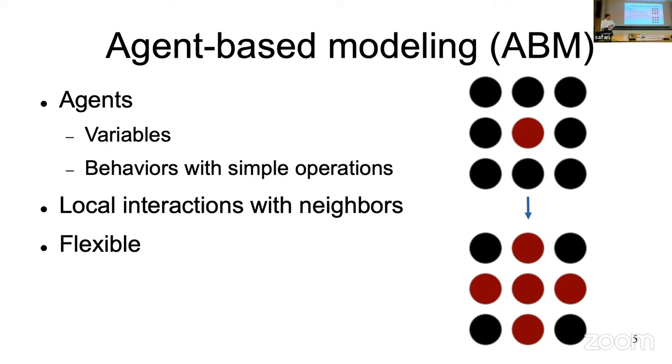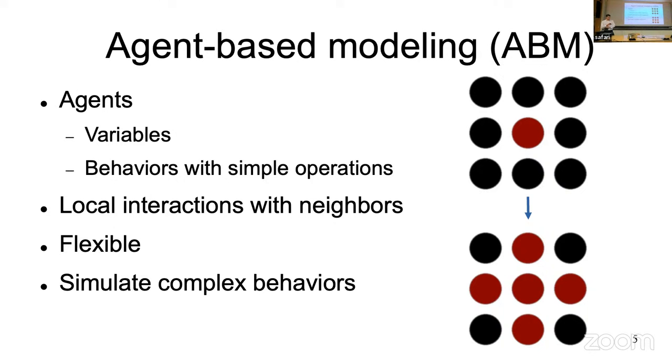Such a modeling technique is very flexible. You can model quite a lot of things with agent-based modeling. And by simulating these simple operations on the small scale, we can get a complex behavior on the large scale. This is a phenomenon called emergent behavior, which can also be observed in nature with an ant colony, for example.